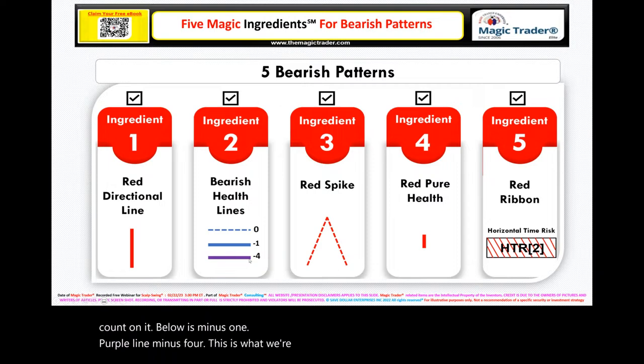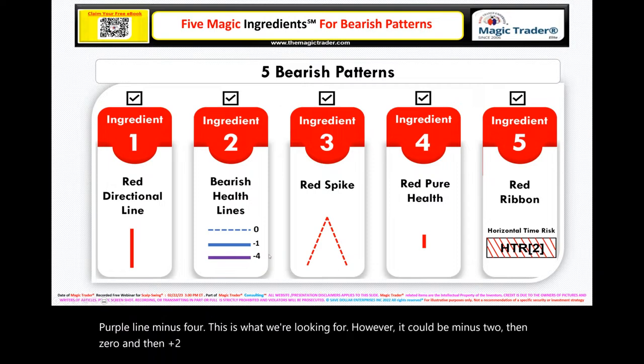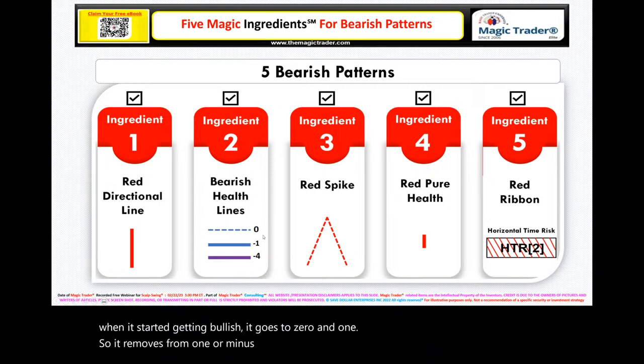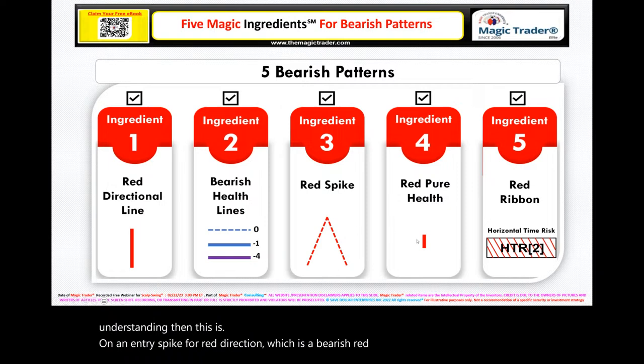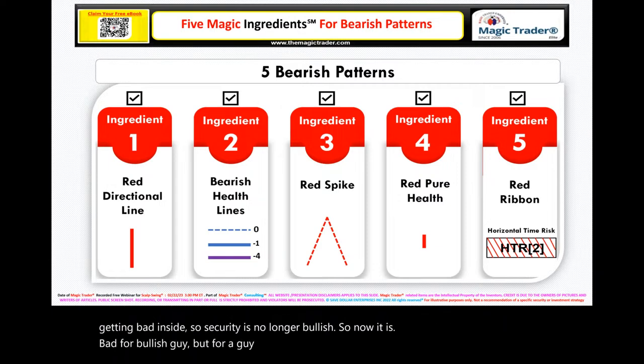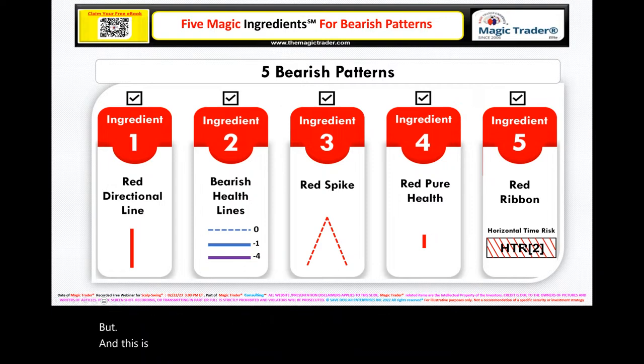This is what we're looking for. However, it could be minus 2, then 0, and then plus 2, plus 4. So this varies. But this one oscillates, kind of not an oscillator, but when it started getting bullish, it goes to 0 and 1. So it moves from minus 1 to 1 or 1 to minus 1. So just kind of trading understanding. Then this is an entry spike for red direction, which is a bearish red direction. Then pure health, so we're getting bad inside. So securities are no longer bullish. Now it is bad for a bullish guy, but for a guy who is shorting, they love it. So they keep shorting. Right? And this is horizontal risk, which is in a bearish direction. So it's very simple, unless you want to make a project.